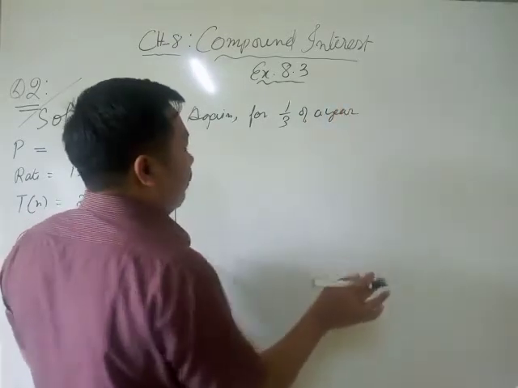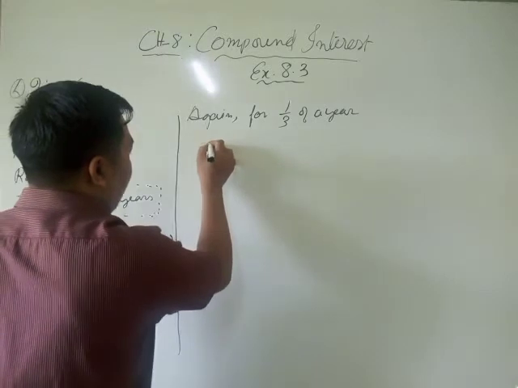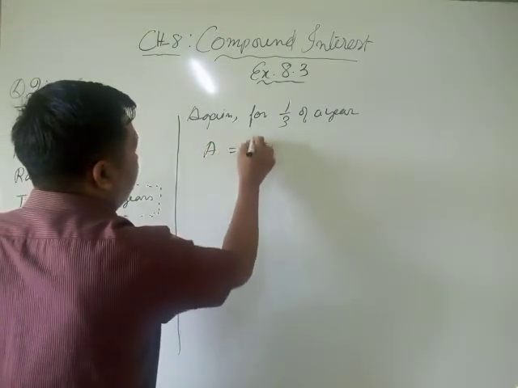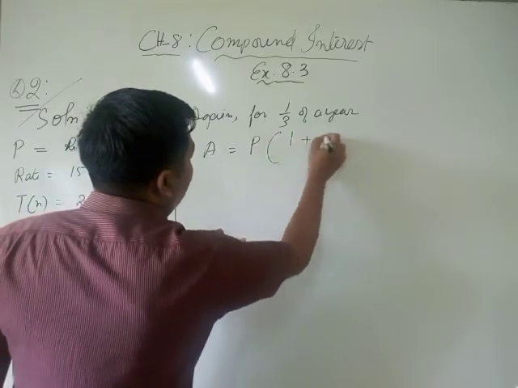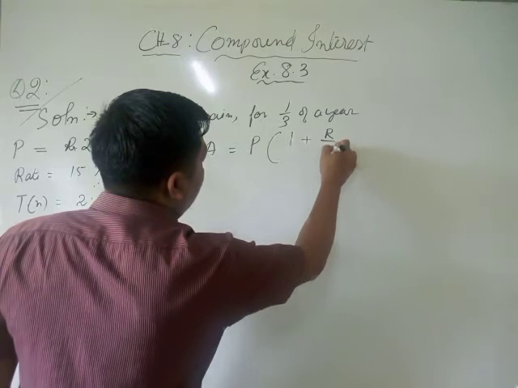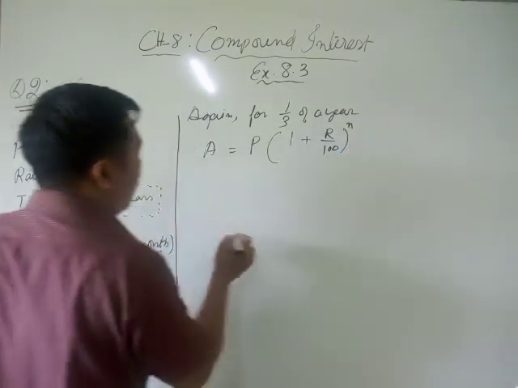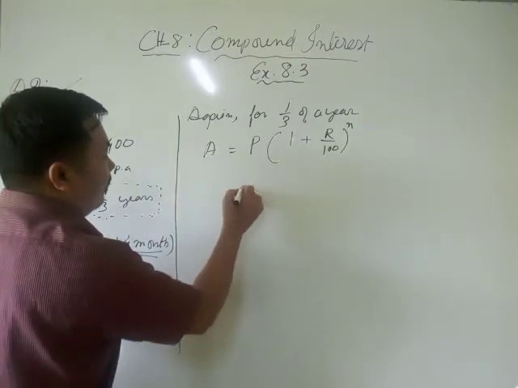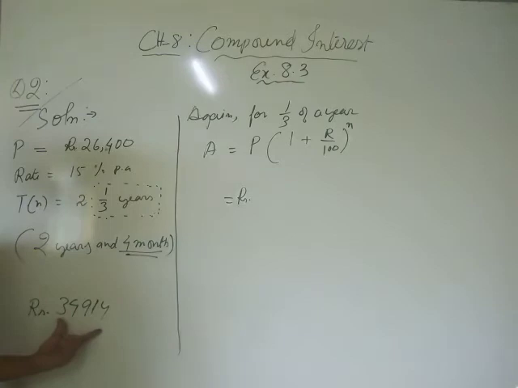4 months will be 1/3 of the year. So here what we have to do is that the amount here will be principal into 1 plus r upon 100, isn't it? To the power n. Now see, now the principal will be the amount of the 2 years.